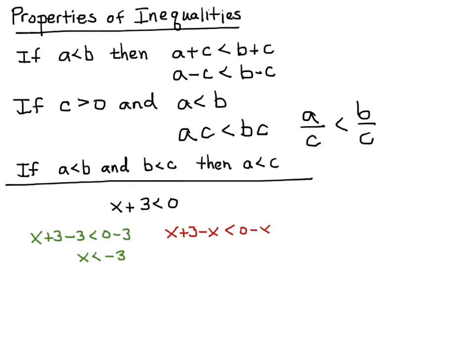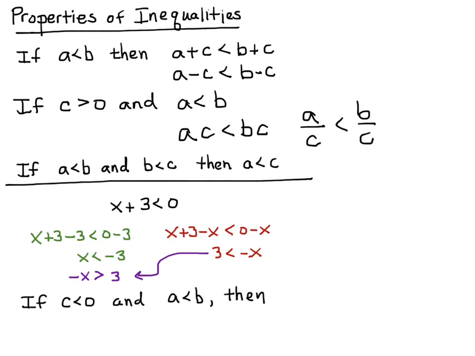Okay, so let's look at this from the standpoint of trying out that first property. I have x plus 3 is less than 0. If I subtract 3 from both sides, I get x is less than -3. If I subtract x from both sides, I get 3 is less than negative x, which if I swap that around, negative x is greater than 3.